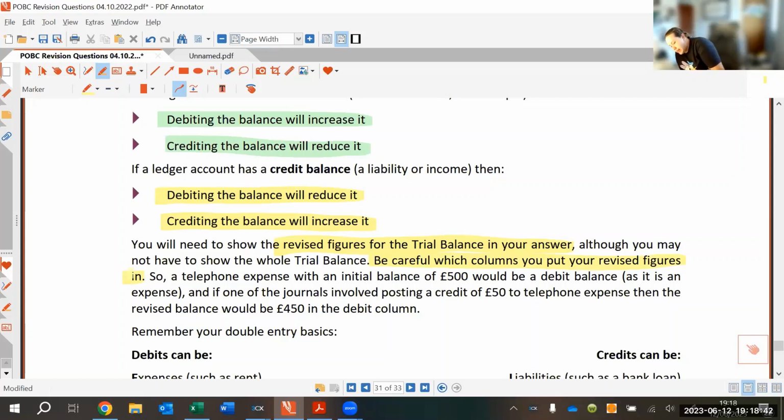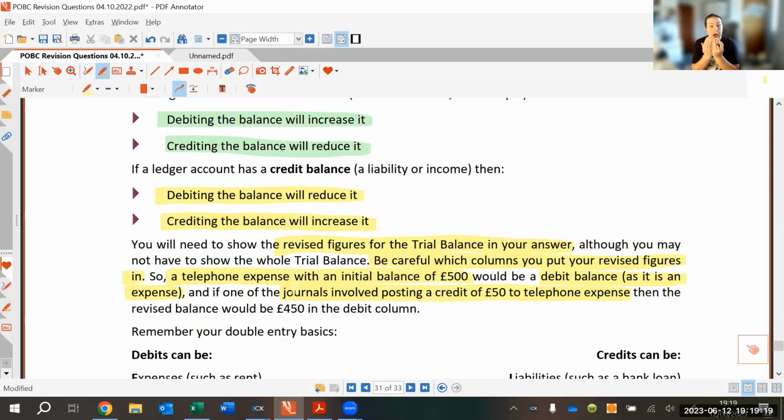So just as a bit of an example, we've got a telephone expense, and initially on the trial balance it says the balance was £500. It would be a debit balance because it is an expense account. And then we've got journals that say a credit needs to be posted to that telephone expense account. The credit will reduce the balance because we've got a £500 debit, then a £50 credit. So the difference between the two is 450, because it's not a debit and a debit. If it's the same type, add them together.